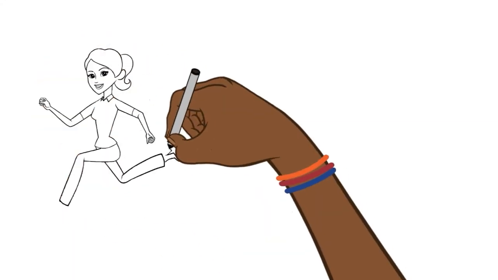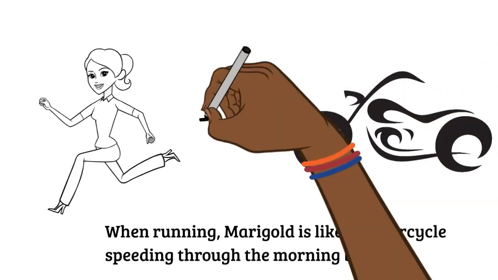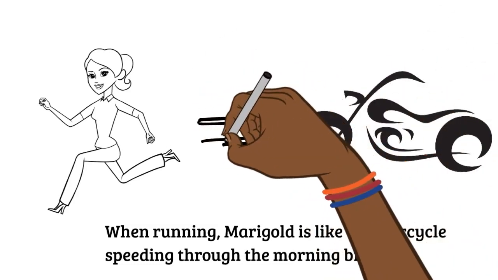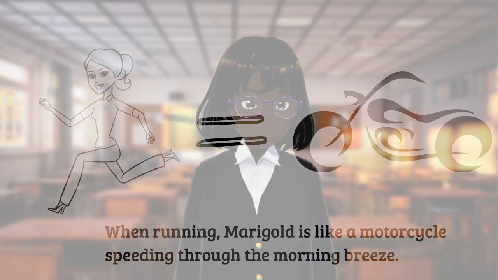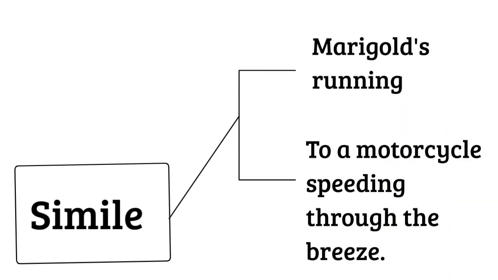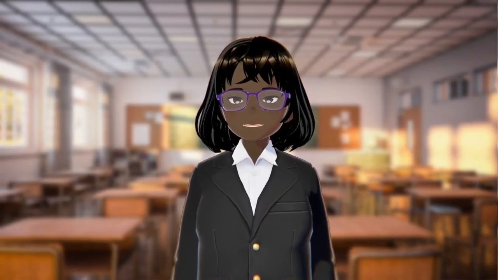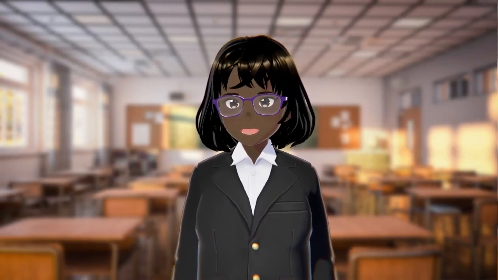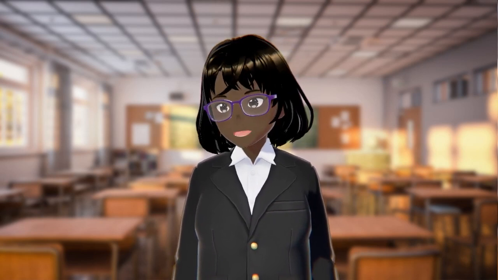Marigold is like a motorcycle speeding through the morning breeze. Think about the two things being compared. They're different things, such as Marigold running and a motorcycle speeding through the breeze. Very different things. Now think about how those two things or ideas are similar. What do you think the simile is trying to convey? Now, I want you to pause for a second and note down on a sheet of paper what you think is being conveyed by these two things. Write your answer down and share with a family member or a friend.